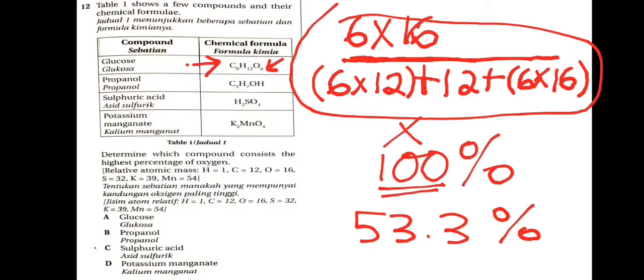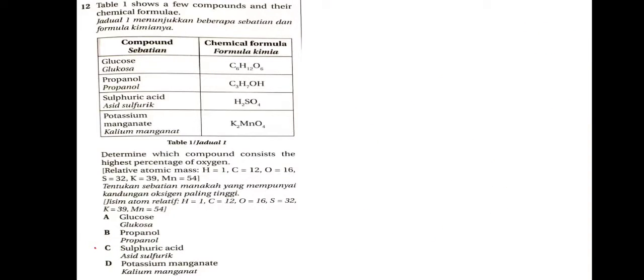So let's try all of them: glucose, propanol, sulfuric acid, and potassium manganate, using the same formula or method. Actually the highest percentage of oxygen is sulfuric acid. Our answer is C. Let's calculate sulfuric acid. The answer is C, sulfuric acid has the highest percentage of oxygen.